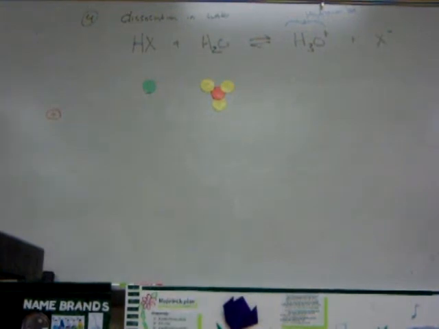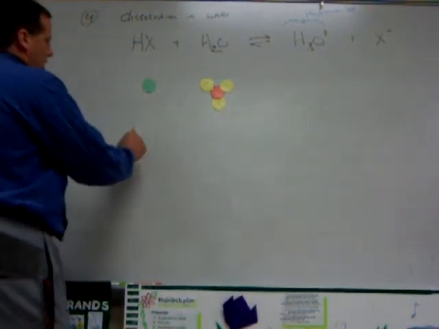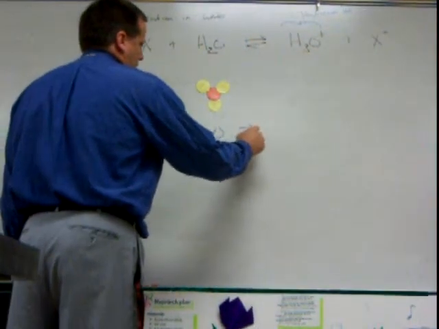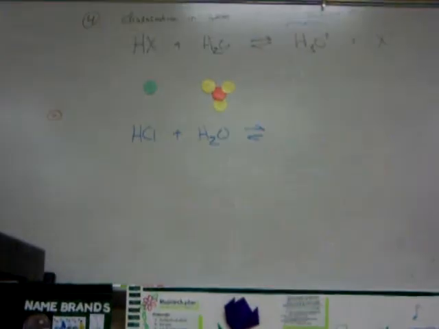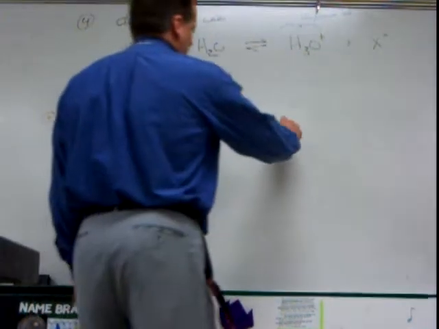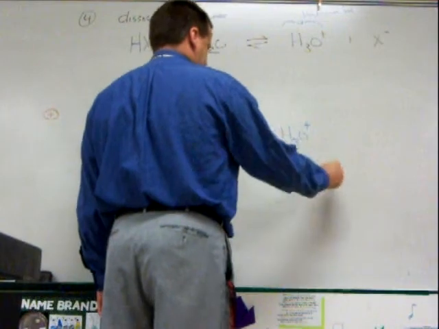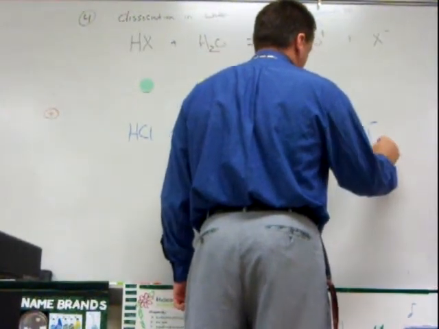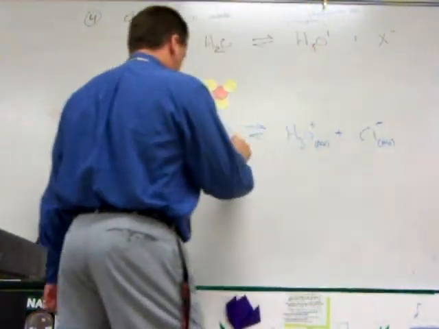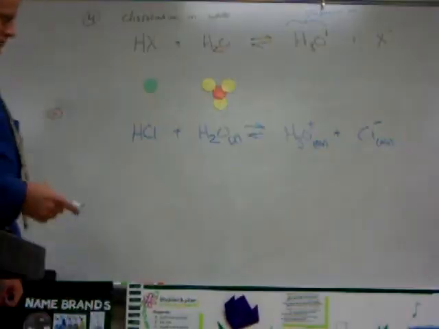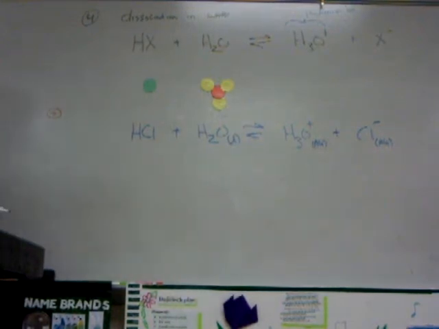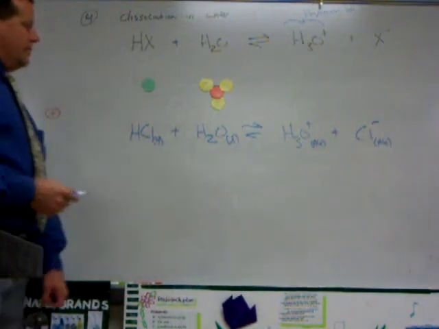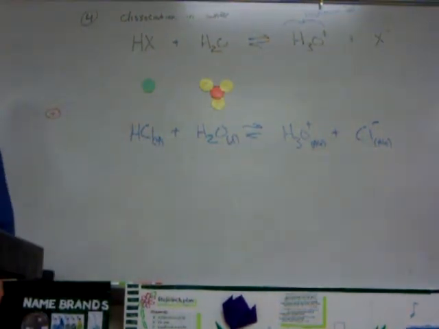Let me give you a specific example. Let's look at the dissociation of hydrochloric acid in water. Again, it's reversible. Products will be H3O plus and Cl minus. Now these are aqueous. Water's in the liquid state. This particular acid is in the gaseous state, but sometimes they're in the solid state or in different states.